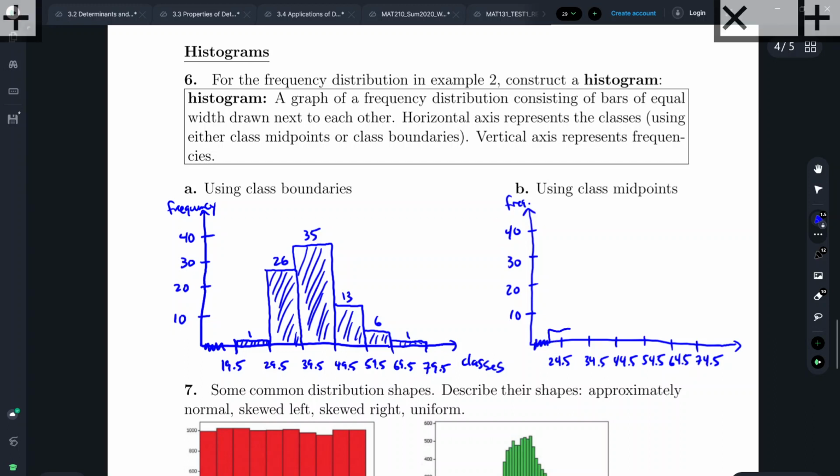So here the first bar would be for 1. Let's make this a little bit shorter. All right, so that'll be like that. But then it's basically the same diagram, just the labeling on the x-axis is slightly different, right? So the next one is 26, so that's about here, and 35, so that's about here, and 13, so that's about here, then 6, so that's about here, and then 1, so that's about here. So this is 1, 26, 35, 13, 6, and 1.